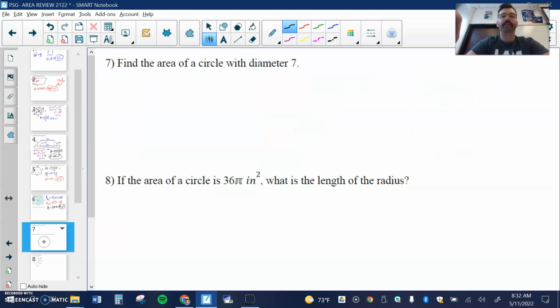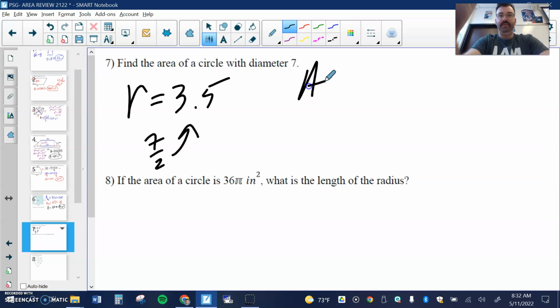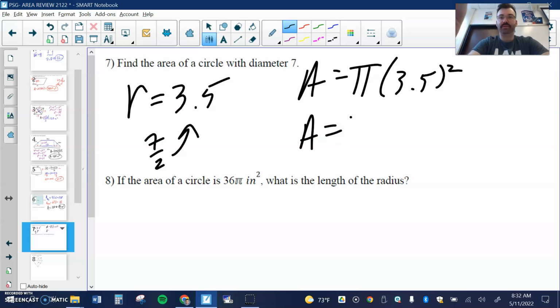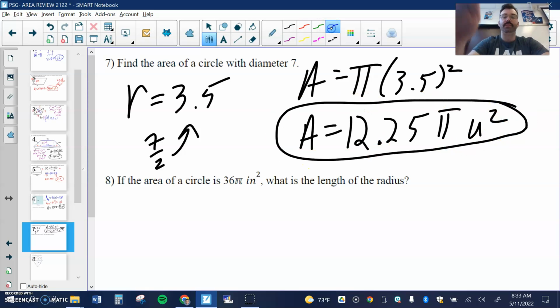All right. Number 7, the circle with a diameter of 7, so that means the radius is 3.5. 7 divided by 2 gives me 3.5. Remember, radius is half of the diameter. Find the area, pi times radius squared. 3.5 squared is 12.25 pi units squared. Wow. That was fun. So much fun.